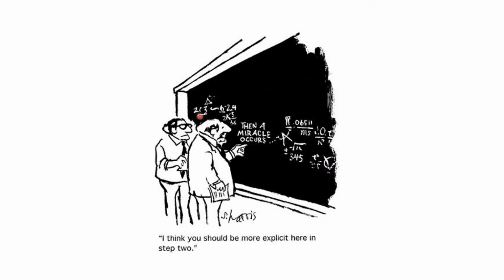You can see here we've got some maths written here, and then we've got then a miracle occurs, and some more maths here. And the caption says, I think you should be more explicit here in step 2. And it's actually a really good cartoon because this often happens. Students get muddled up in the middle and then they fudge their way through. But a good marker will notice that and will deduct marks.